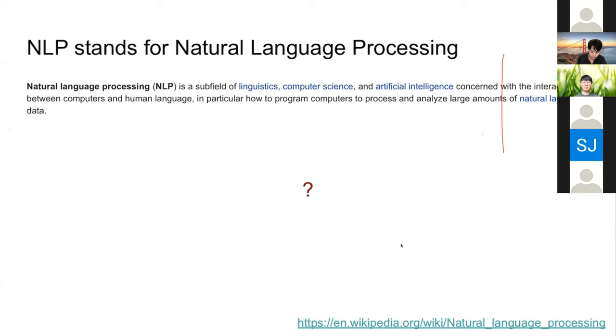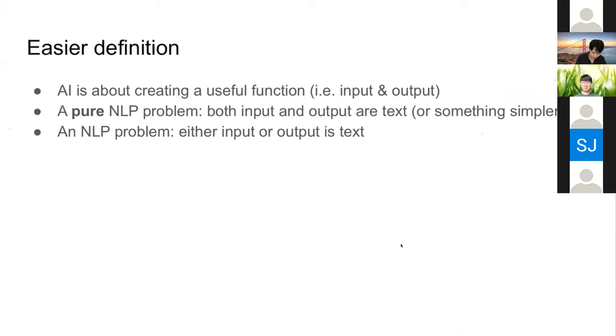I rather say that NLP is really a field of AI in many cases, although some people actually consider it a field of linguistics, but I'd rather think of it as a field of AI. And AI is about creating a useful function in most cases, right? So we have an input and then we want to create an output on top of the input. And that's basically a function, right? And the useful function is usually used to create products or other things.